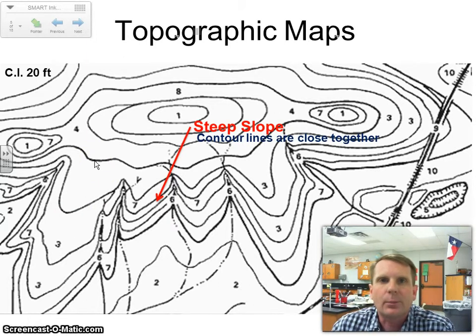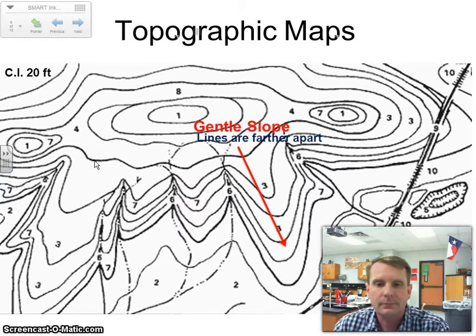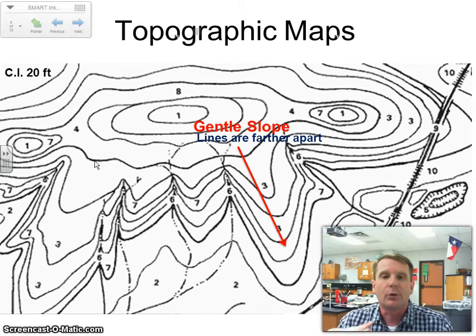Now, when I look at a topographic map and I see contour lines that are really close together, this is going to tell me that we are having a steep slope. So the closer the lines get together, the steeper the slope is going to be. Now, as the lines get further apart, the more gentle or the more flat the slope is.